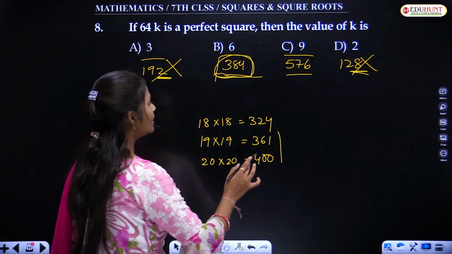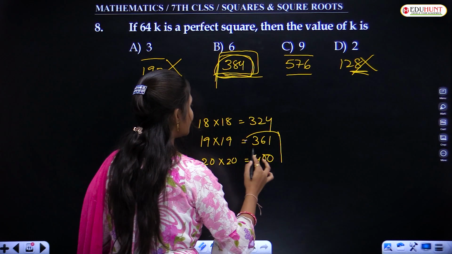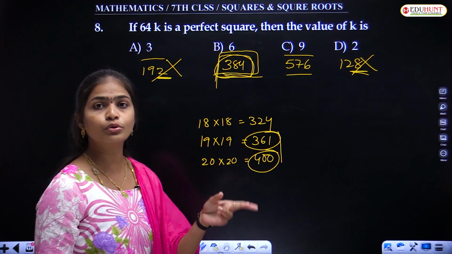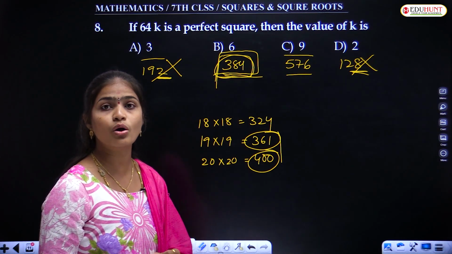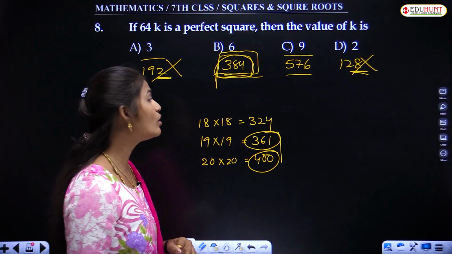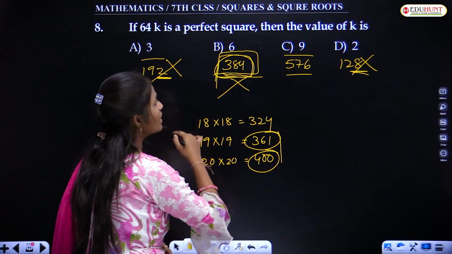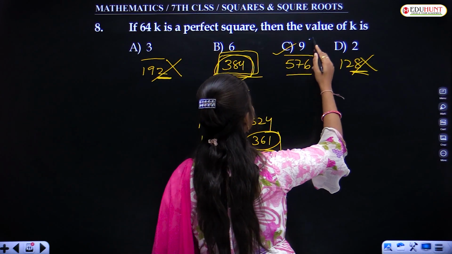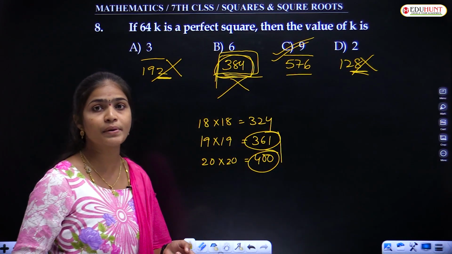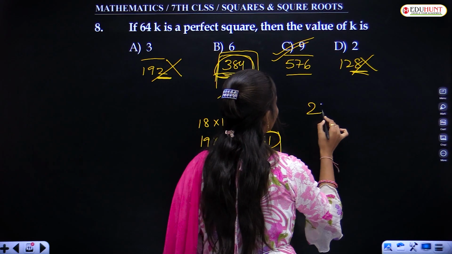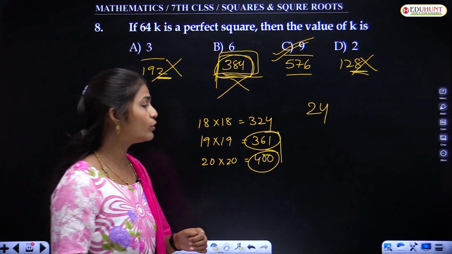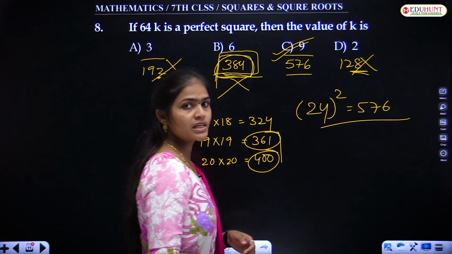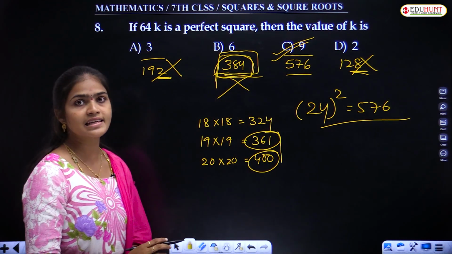Now here, just to check, this number lies between 361 and 400. The numbers which lie between any two consecutive squares are all non-square numbers. So we can say that this is also not a perfect square. So which is a perfect square now? 576. 576 is a perfect square of 24. 24 whole square is equal to 576. So which option is correct? Yes, option C is correct here.